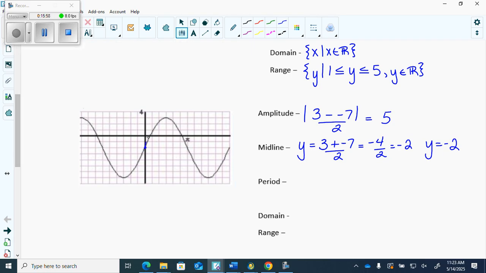All right. Past a max, past a min, back up to that height. So this is 1, 2, 3, 4, 5, 6 ticks gets me to pi. 1, 2, 3, 4, 5, 6 more ticks would get me to 2 pi. My domain is x such that x is an element of the reals. My range is y such that negative 7 is less than or equal to y is less than or equal to 3. Low to high always.